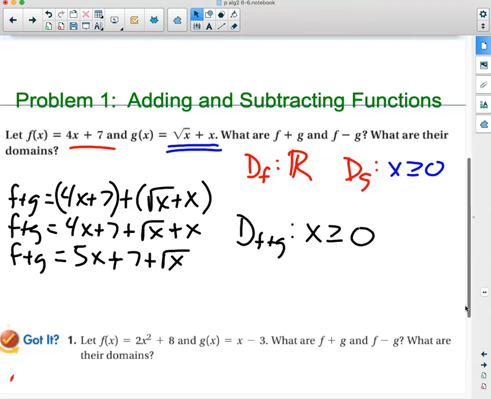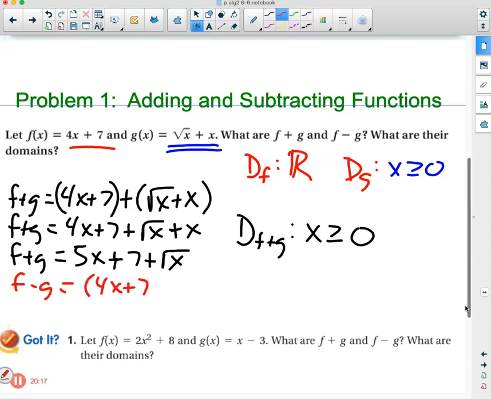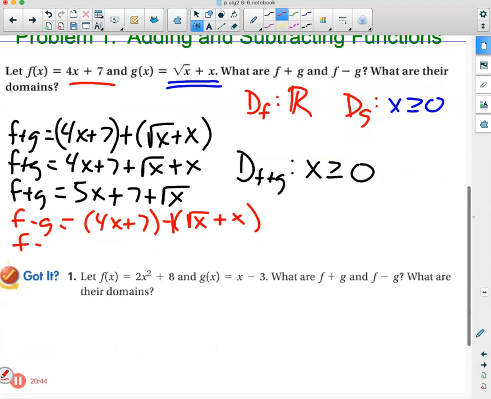Now we need f minus g, and that is the quantity 4x plus 7 minus the quantity square root of x plus x. And this one is the one where we have to be careful. The most common mistake made in mathematics is not distributing that negative. We have to remember that this negative is like a -1. You have to multiply it times everything in the parentheses. So this will be 4x plus 7 minus the square root of x minus x.